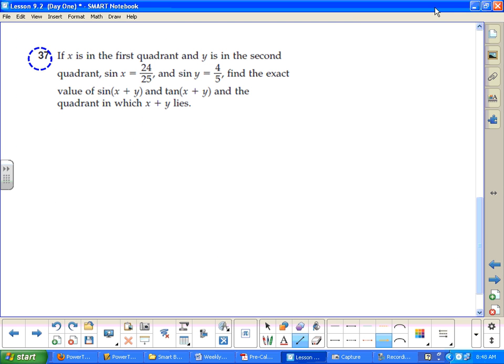Like example 4, I think it was, or 5. I guess it was 5, example 5. Okay? All right, so it says if x is in the first quadrant, y is in the second quadrant. Sine of x equals 24 over 25. Sine of y equals 4/5. Find the exact value of the addition identity for sine and the addition identity for tangent. And tell me which quadrant does x plus y lie in. So what's the first thing I need to do?